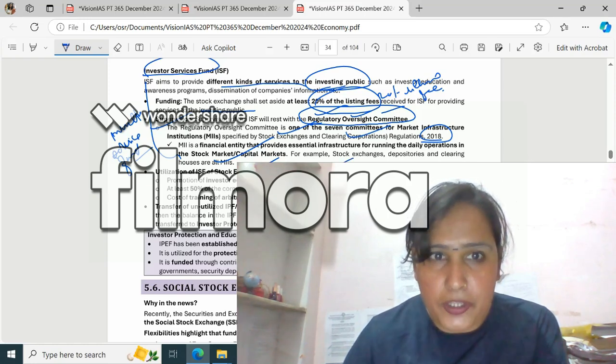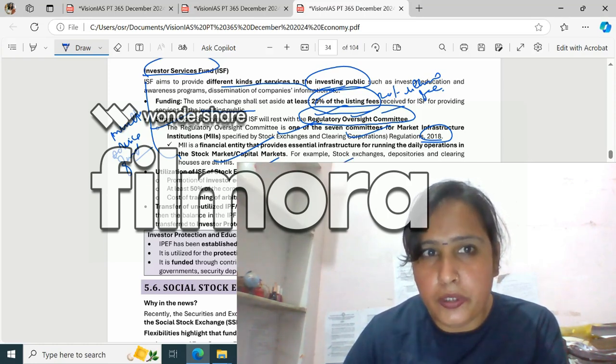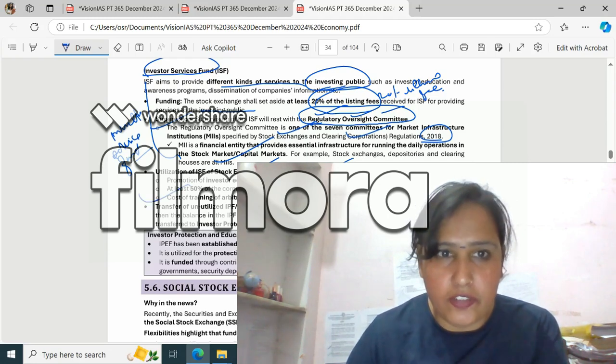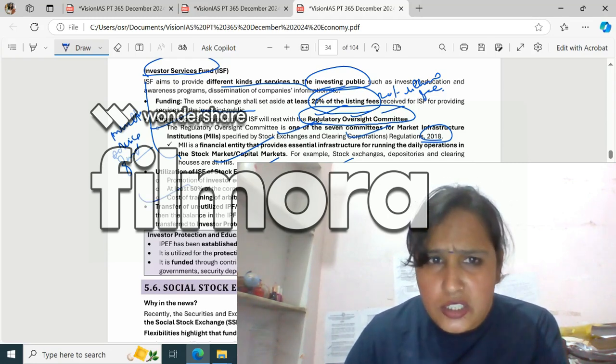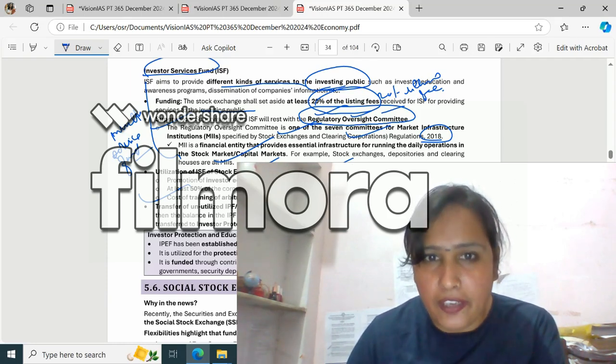50% of the corpus should be spent in tier 1 and tier 2 cities, and the cost of training will be borne by the arbitrator. Now, transfer of unutilized IPF or unutilized ISF is also there. After that, they can be transferred to another depository.